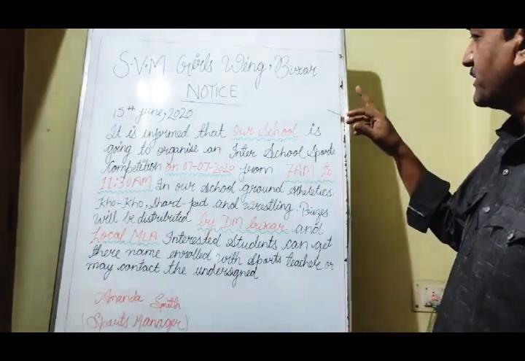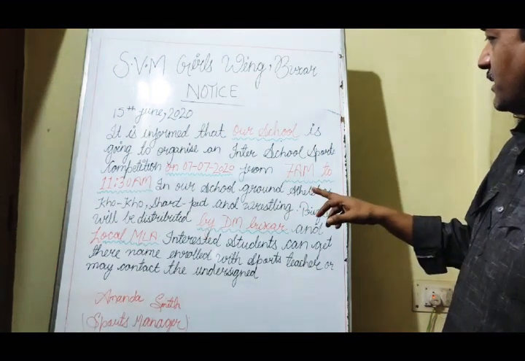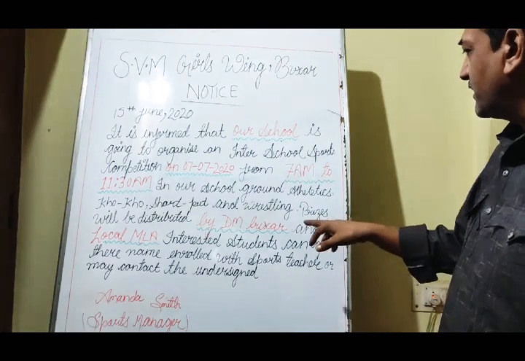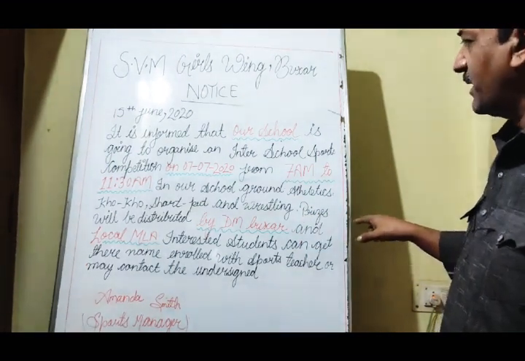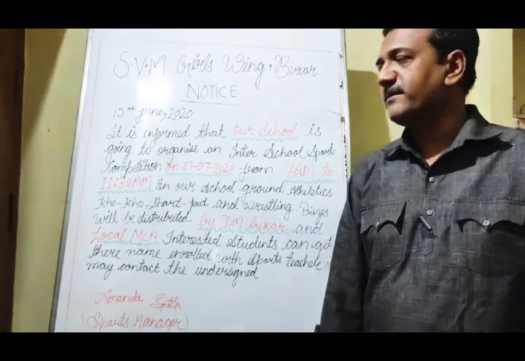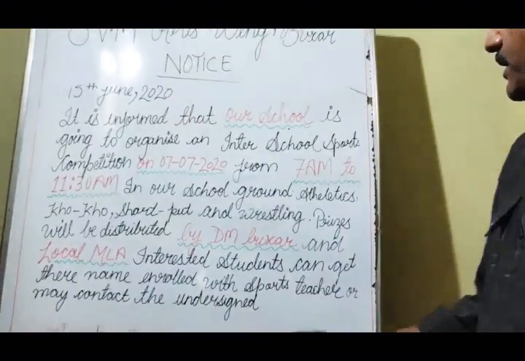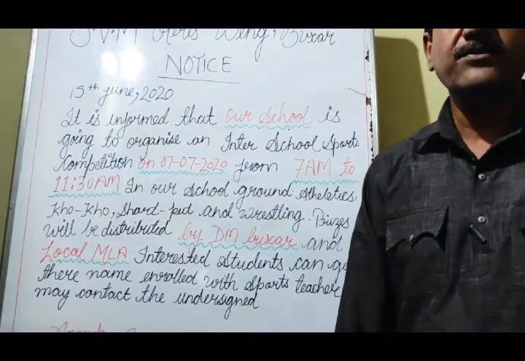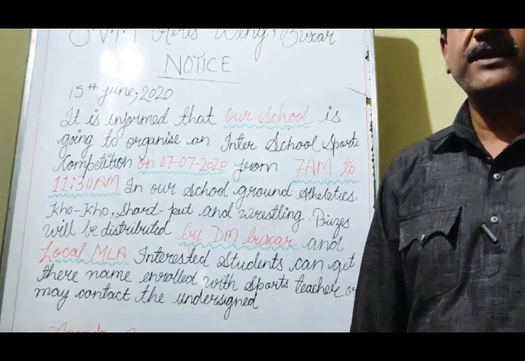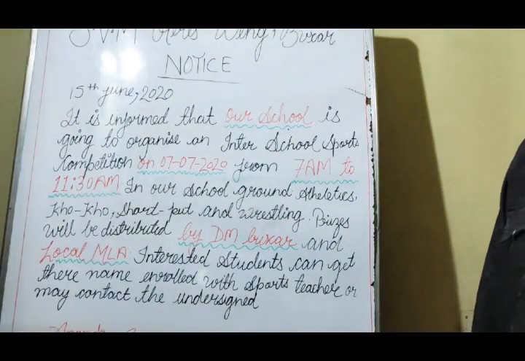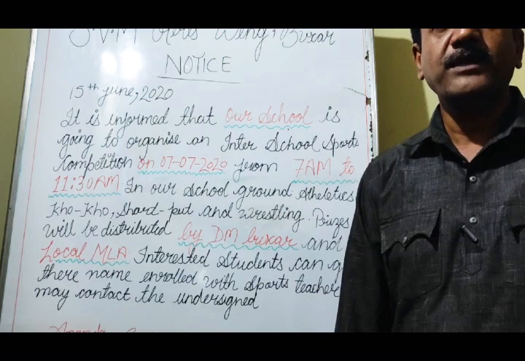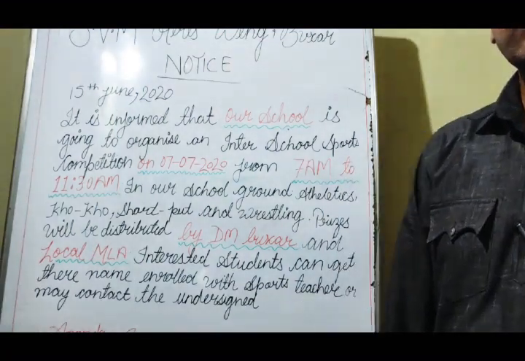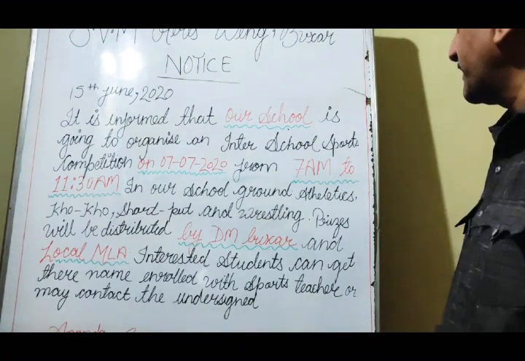So in this sports competition, the DM and the local MLA, that is Member of Legislative Assembly, will distribute the prizes. That means they will grace the occasion. They will be our guests and they will distribute the prizes to the winners, first, second, third, or even the consolation prizes sometimes we give. So all prizes will be distributed by these two people.